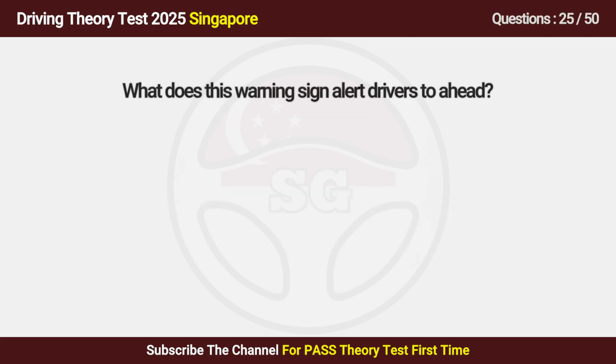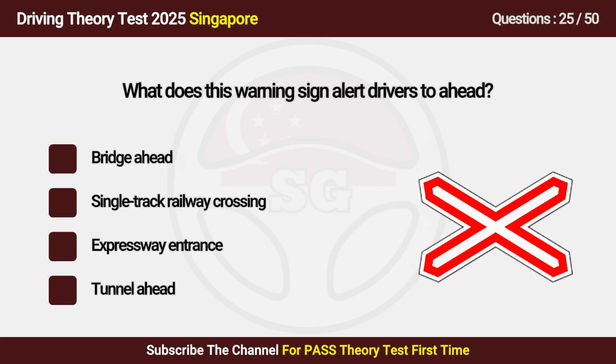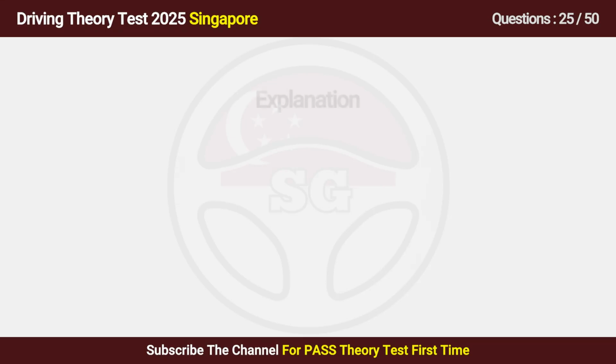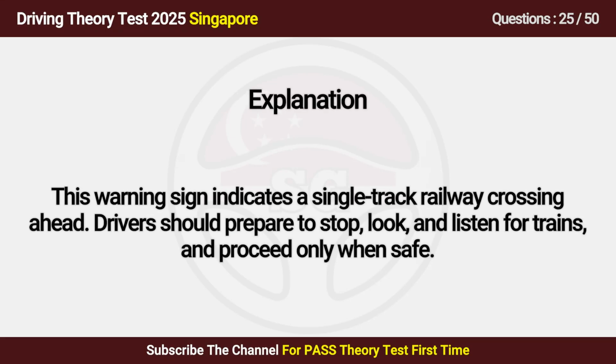Question 25. What does this warning sign alert drivers to ahead? A. Bridge ahead. B. Railway crossing. C. Expressway entrance. D. Tunnel ahead. Answers is B. Railway crossing. This warning sign indicates a railway crossing ahead. Drivers should prepare to stop, look, and listen for trains, and proceed only when safe.